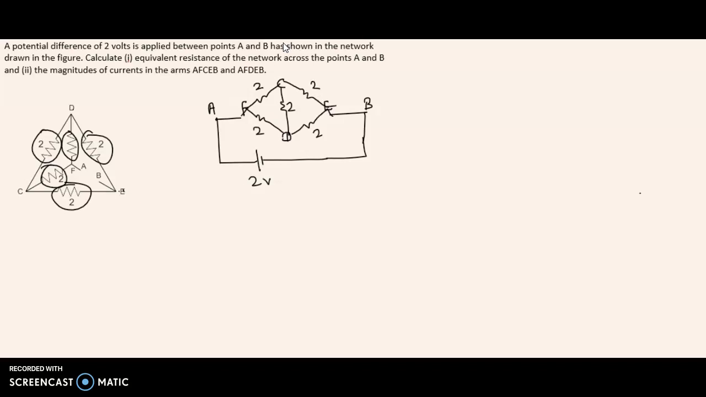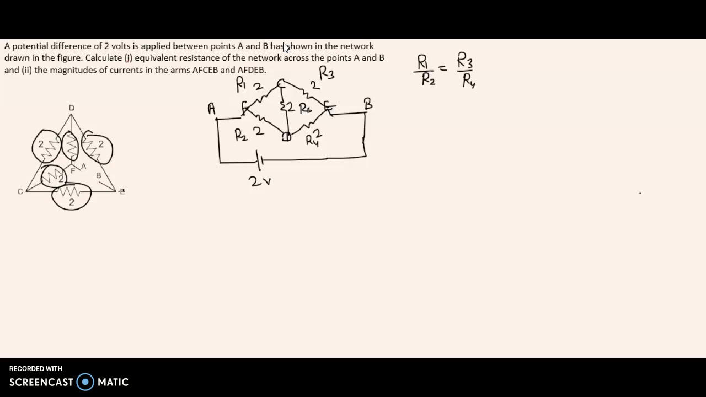Now it is a balanced Wheatstone bridge case. R1, R2, R3, R4 and R5. The balancing condition is R1 by R2 equal to R3 by R4.